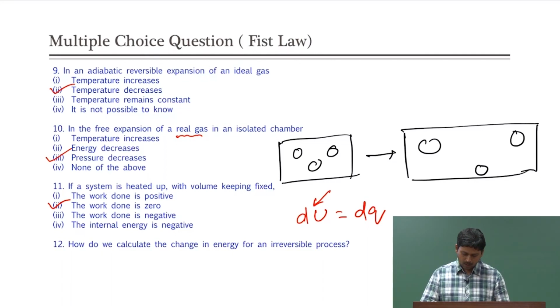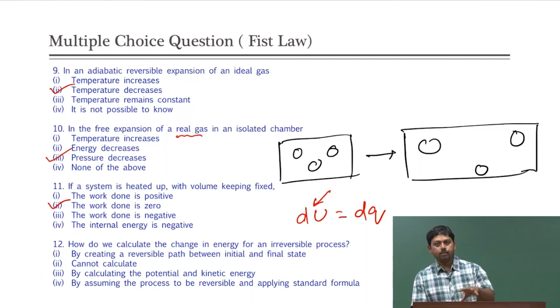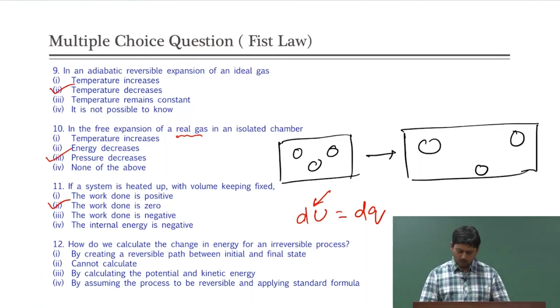12th question. How do we calculate the change in energy for an irreversible process? By calculating a reversible path between initial and final state, cannot calculate, by calculating the potential and kinetic energy, and by assuming the process to be reversible and applying standard formula. Now, this is a trick question, because the energy of the system is a property of the state of the system. So, if we know the kinetic energy and potential energy of the system, we can always calculate the total energy of the system or change in energy of the system.